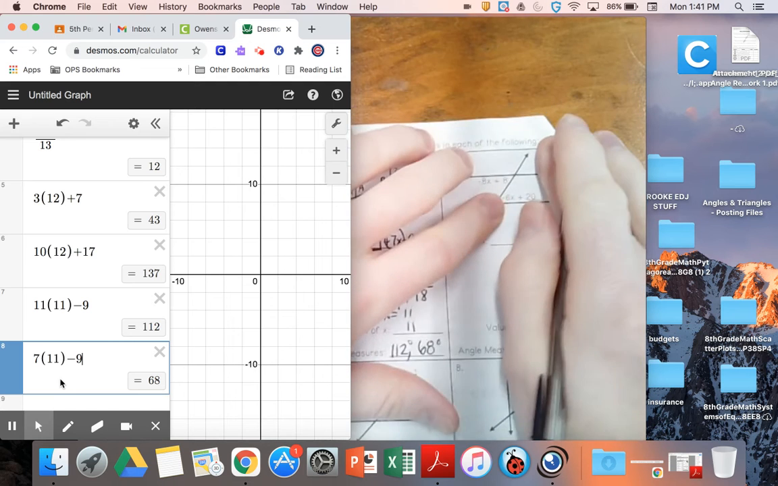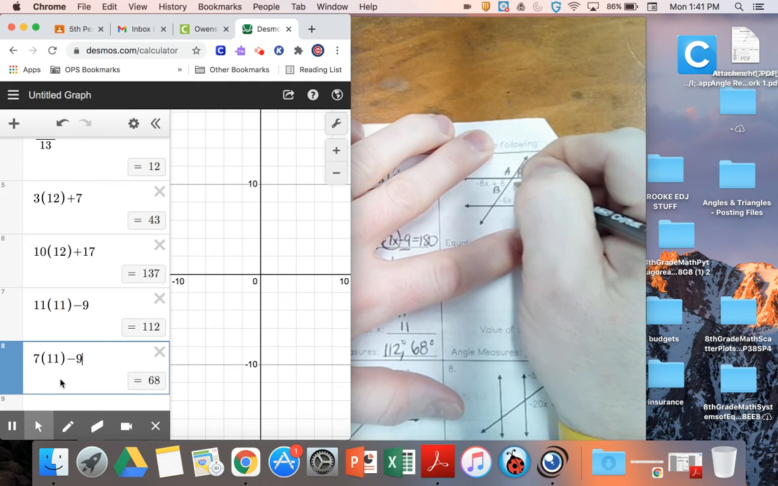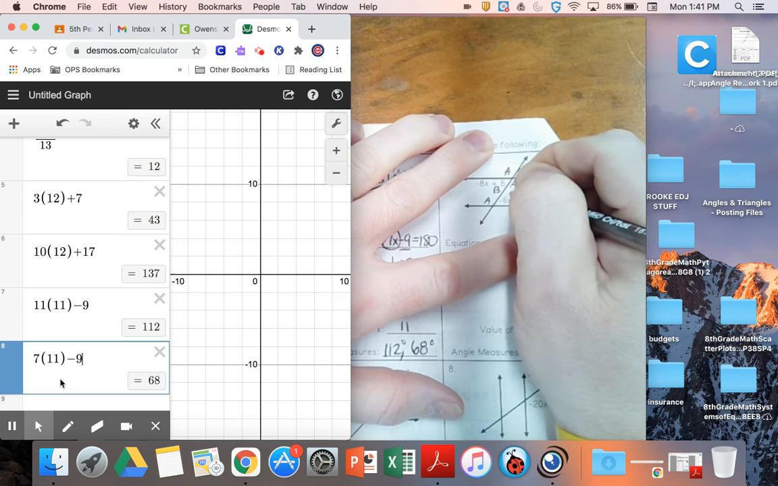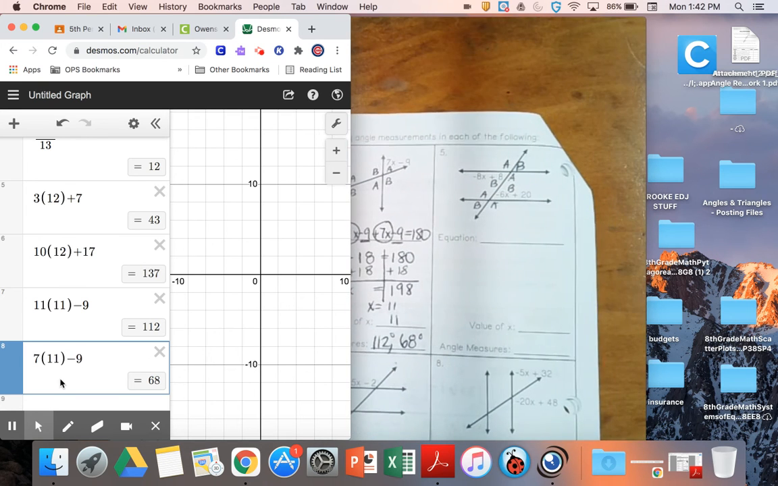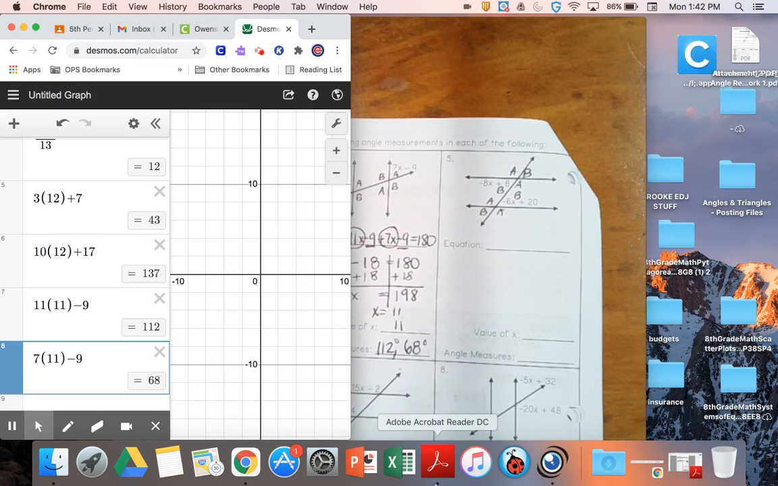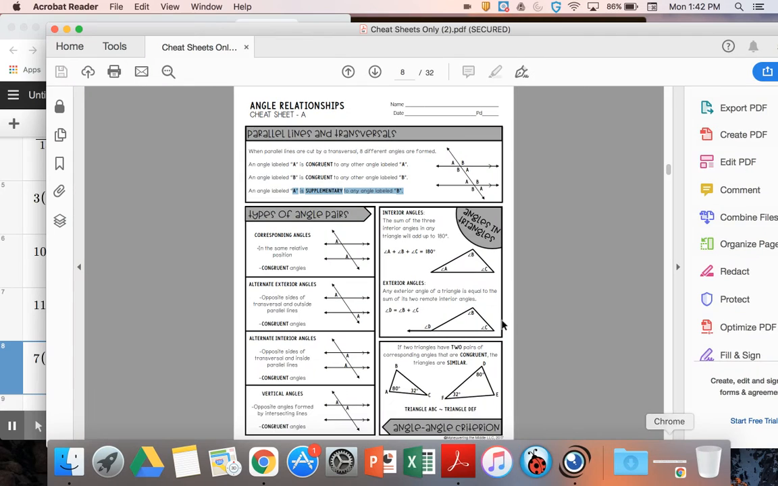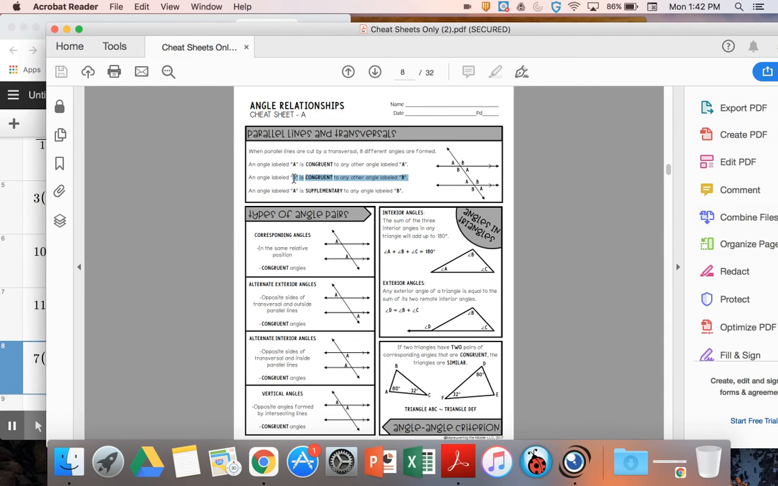So if I do the same thing here, I'm going to pull out my cheat sheet and I'm going to label these A, B, B, A, B, B, A. And it looks like I have two B's together. Two B's are matched up together. I just labeled them. And what happens when the two B's are together? They're congruent. That means they're equal to each other.